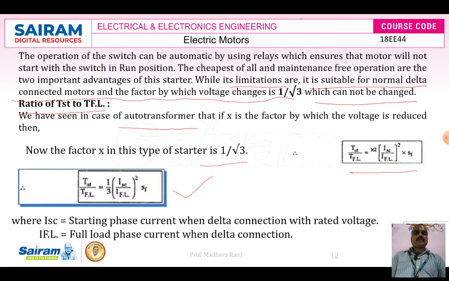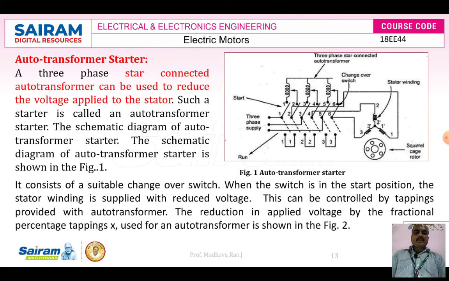The limitation of this method is that normal delta type motors are not suitable, since the entire voltage is supplied. So what are the limitations in the star delta starting method? We are eliminating them in the auto transformer starting method, where we use an auto transformer for the delta type induction motor.